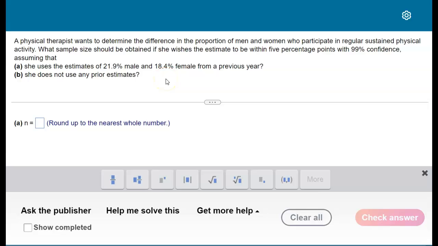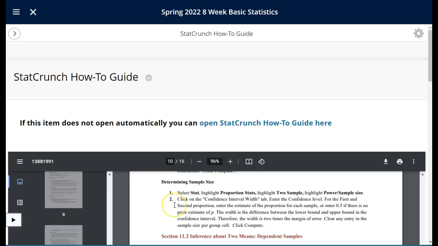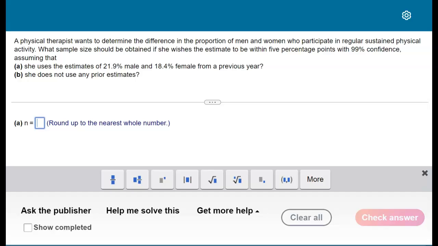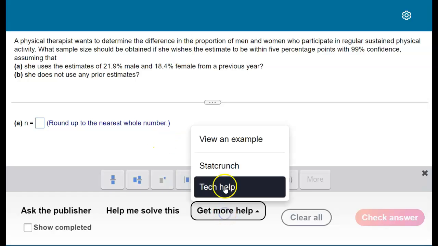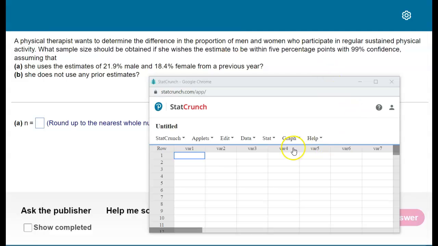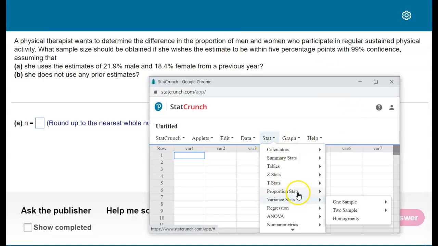So we're going to do this in StatCrunch, and the instructions for it are also in our StatCrunch how-to guide on our Blackboard site in section 11.1, determining sample size. So I'm going to go through this right now, where we're going to go into StatCrunch and use proportion stats to sample power/sample size, and then we'll look at the confidence interval width. So StatCrunch. Okay, so here's StatCrunch. We go to Stat, we do proportion stats.